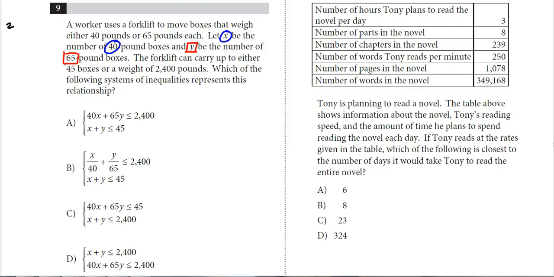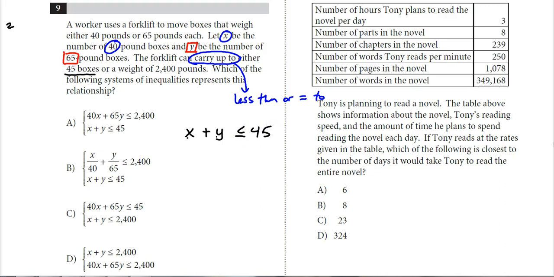Now, this phrase carry up to means that I have to stay less than or equal to. Otherwise, it's too much weight and it can't carry that much. So let's try to put this together. There were 2 restrictions. One, the forklift can only carry up to 45 boxes. Well, X is the number of boxes at 40 pounds, plus Y is the number of boxes. I'm not worried about the weight here, but I have X many boxes plus Y many boxes has to stay smaller than or equal to 45.